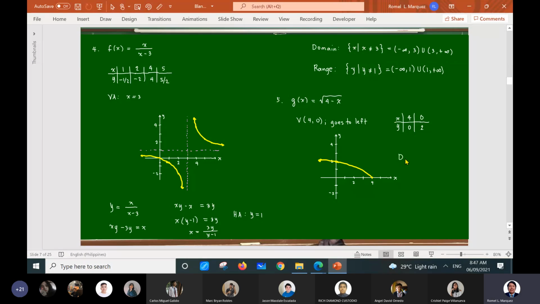Half of the parabola. What's the domain, children? Guys, what do you think? So the domain, we want 4 minus x to be greater than or equal to 0. So negative x is greater than or equal to negative 4. Therefore, x is less than or equal to 4. So negative infinity to 4. Am I right? Yes, sir. What about the range? 0 going up, gradual. It goes upward without end, but gradual. Okay?